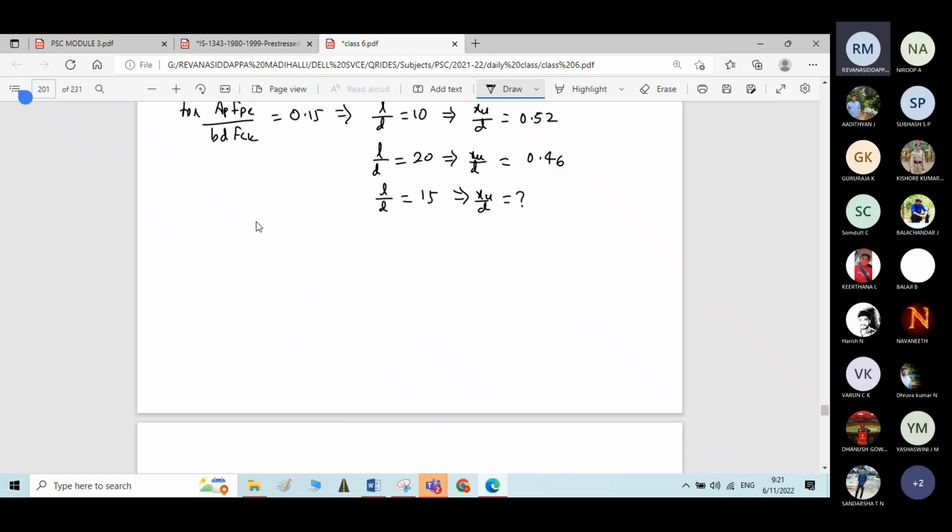After interpolation, you will get the value of XU by D is equal to 0.49. Please check the answer. Effective depth is known. Just substitute XU by 1000 is equal to 0.49. By this you will get the value of depth of neutral axis as 490 mm.